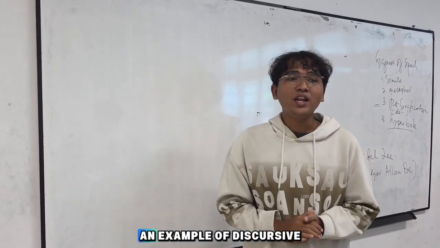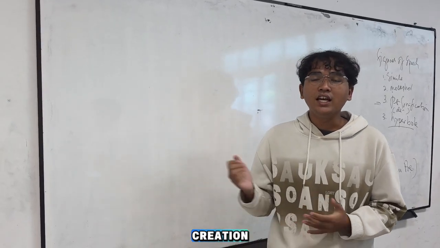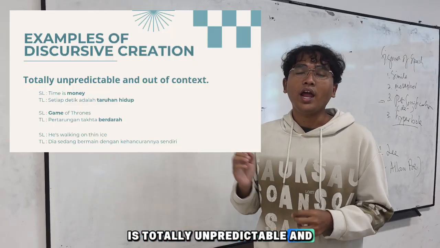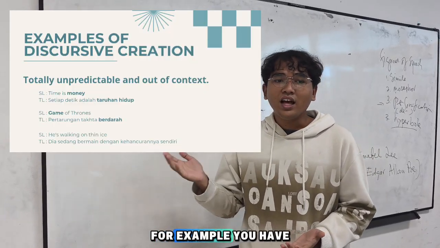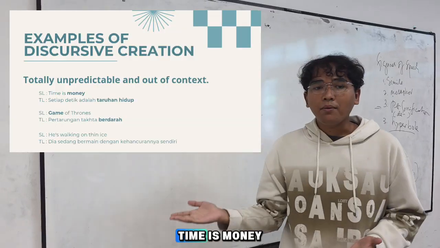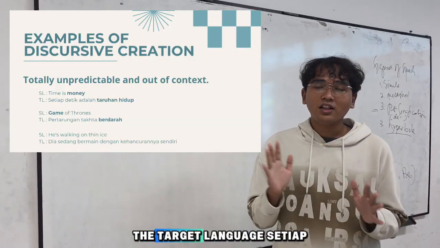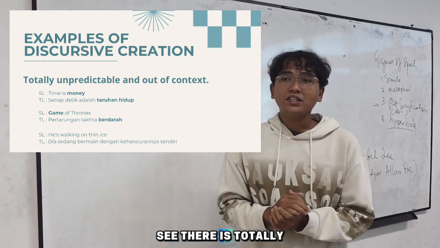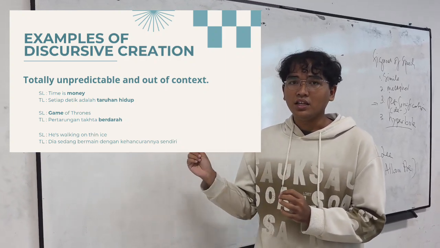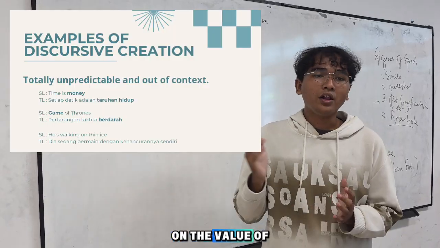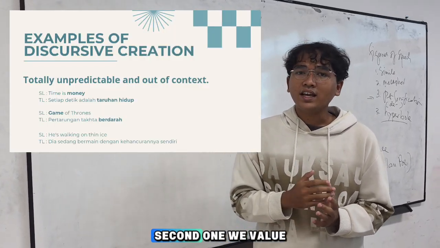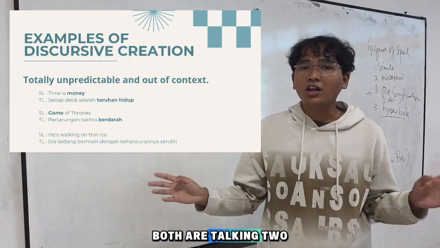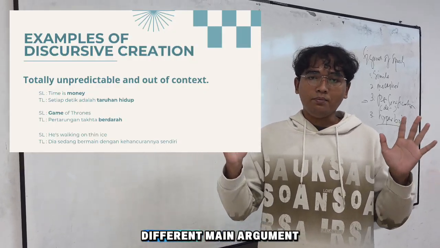So today I will give you an example of discursive creation. Discursive creation is a method that is totally unpredictable and out of context. For example, you have the source language, "time is money", and then we have the target language, "setiap detik adalah taruhan hidup". As you can see, there is a totally different meaning. The first one focuses on the value of time, and the second one on the value of life. Both are two different main arguments.